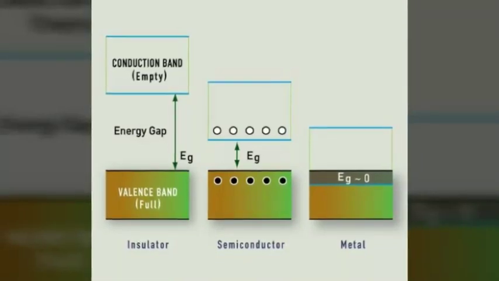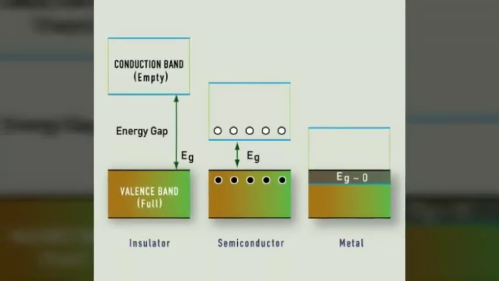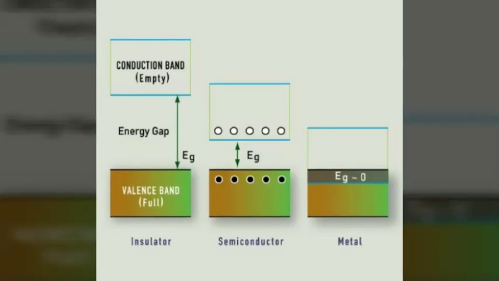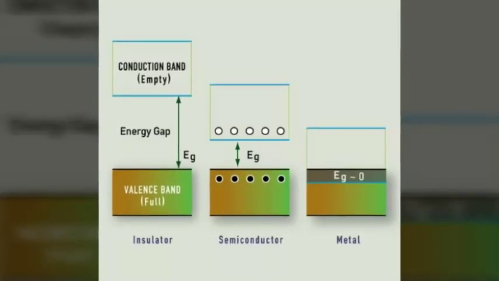Now the third type is semiconductor. Semiconductors are those substances whose electrical conductivity lies in between conductors and insulators.